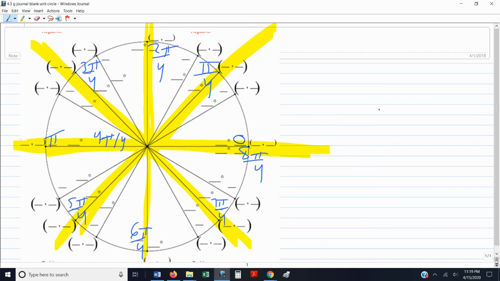So first thing is there's reducing here as well. So 2 pi over 4 is pi over 2. 4 pi over 4, the 4's cancel, you get pi. 5 pi over 4 can't be reduced. 6 pi over 4 is 3 pi over 2. 7 pi over 4 doesn't reduce. 8 pi over 4 reduces to 2 pi because 8 divided by 4 is 2. So that gives you the remaining radian measures of the unit circle.